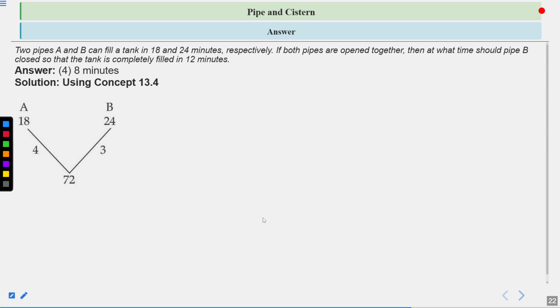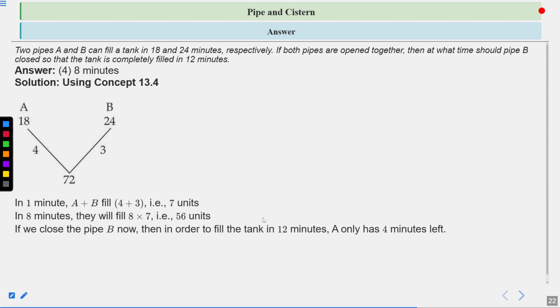We take the LCM of 18 and 24, which is 72. Now we get the efficiency of A, which is 4 units, and the efficiency of B is 3 units. Now in 1 minute, A and B combined fill how many units? 4 plus 3, 7 units. So in 8 minutes, they will fill 8 into 7, which is 56 units.